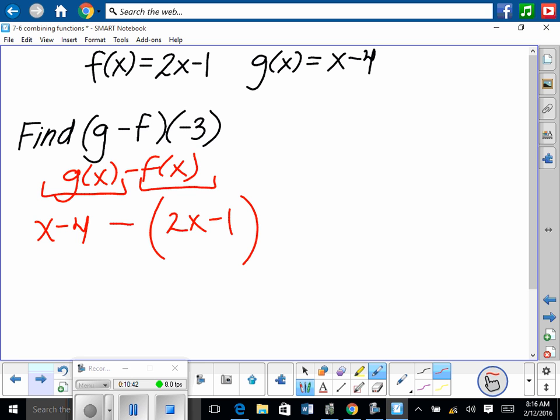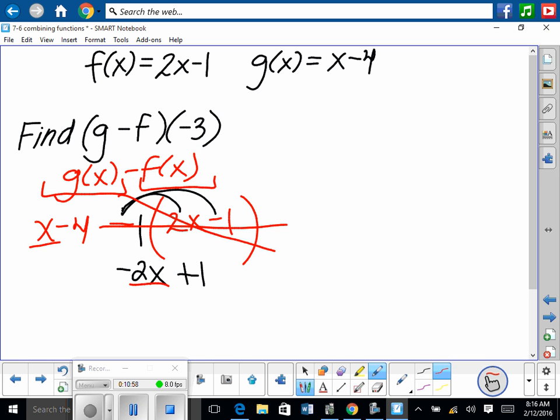With subtraction, we've got to be careful. So really, we have a negative 1 here. So we have negative 2x and then plus 1. Now don't double dip because we just took care of that. So don't double dip. That's gone. Now we're just combining like terms. X minus 2x, negative x. Negative 4 plus 1, negative 3. Is everybody comfortable with that? That's g minus f of x.